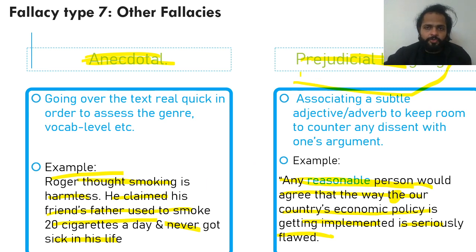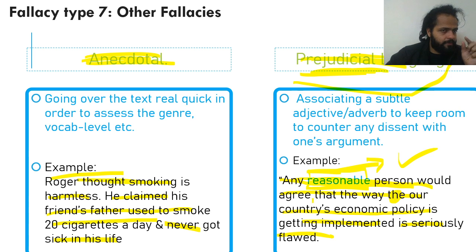This is called the use of prejudicial language to make an argument. The prejudicial part is the word reasonable. He has just very slightly used an adjective to allow him to retort to people who do not agree with his claim. Correct? So that's called the prejudicial language kind of fallacy.